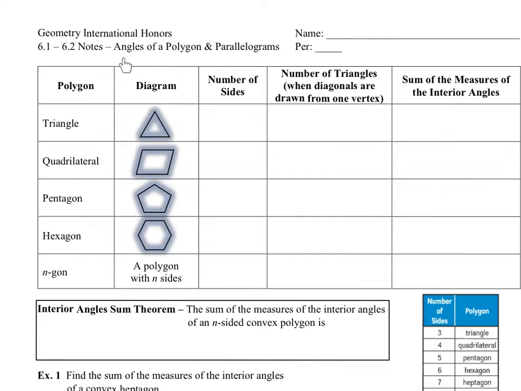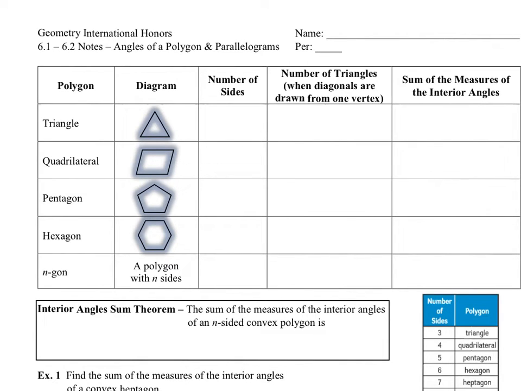We're going to be talking about angles of a polygon and then also an introduction to parallelograms, a topic we'll spend a couple of days on. So the first thing we're going to talk about is the sum of the measures of the interior angles of a polygon. And so we're going to end up eventually with a theorem that gives us a formula for finding out the sum of the measures of the interior angles of a polygon. But to get there, let's see if we can derive this formula.